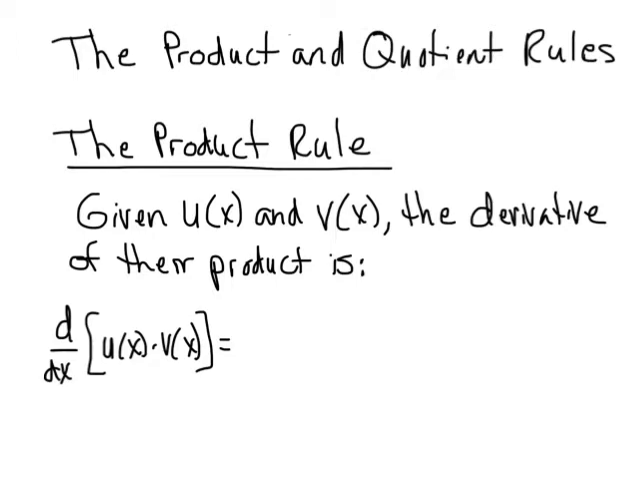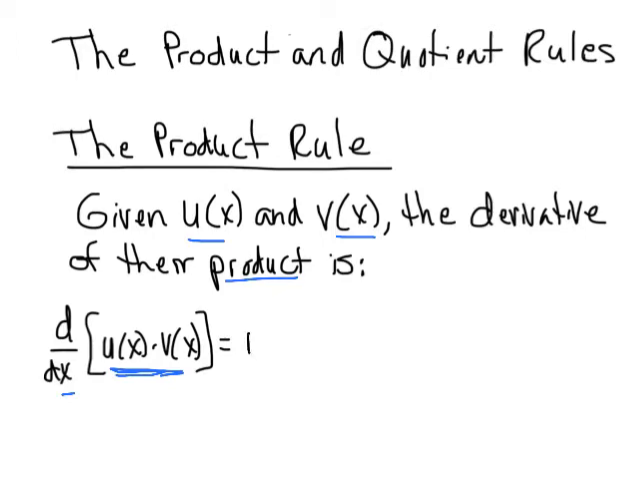The quotient or the product rule is derived in your book, so you can review that if you want to. I'm going to define it here. So given two functions, u of x and v of x, the derivative of their product is what I'm going to show you here. So if I say d dx of u of x times v of x, that stands for the derivative, here is what it is equal to.